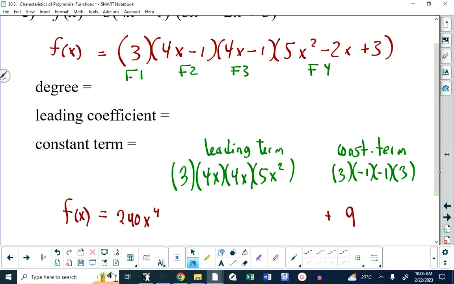And the fact of the matter is, those two layers of bread are what tell us about the graph of the polynomial function. All the filling between them, all the stuff that's in between them, doesn't tell us anything directly about the shape of the graph or what the graph looks like. The degree is 4. The leading coefficient is 240. And the constant term is 9.